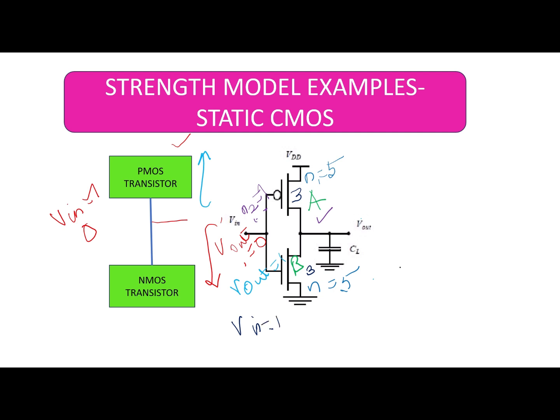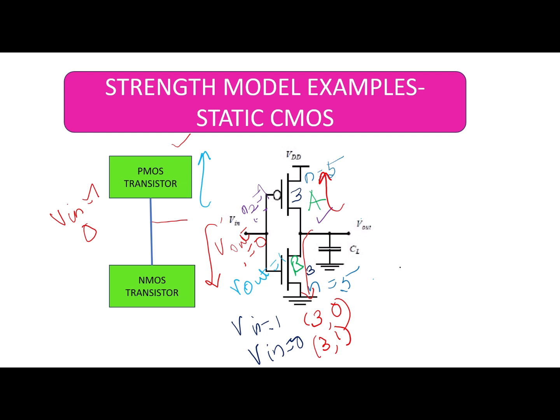V in is 1. So now my NMOS will turn on. When the NMOS turns on, current will flow through this path, through the transistor which has a strength of 3, and my output will be 0. When my input voltage is 0, what happens? The PMOS turns on, current flows through the PMOS. The PMOS transistor also has a strength of 3, but output voltage becomes 1. This is the operation of the strength model in a static CMOS.